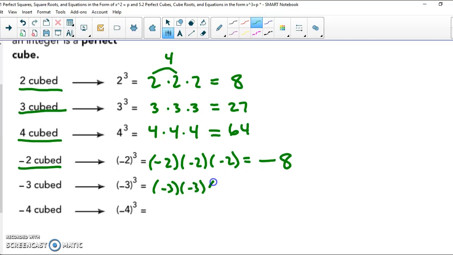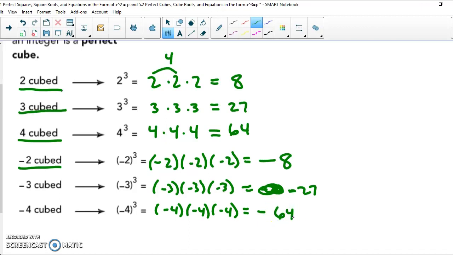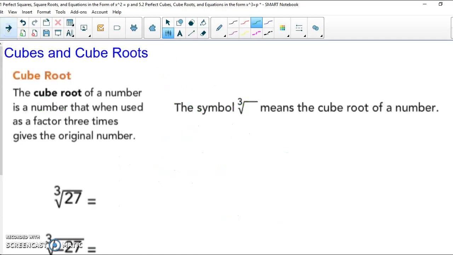And when I look at negative 3 cubed, I'm doing negative 3 times negative 3 times negative 3, which is going to give me a negative number and not a negative 6, but a negative 27, because 3 times 3 is 9, 9 times 3 is 27. 3 negative signs gives me a negative overall answer. And finally, negative 4 cubed means negative 4 times negative 4 times negative 4. Multiplying 3 negatives gives me a negative answer. 4 times 4 is 16. 16 times 4 is 64. I think you're getting the hang of it.